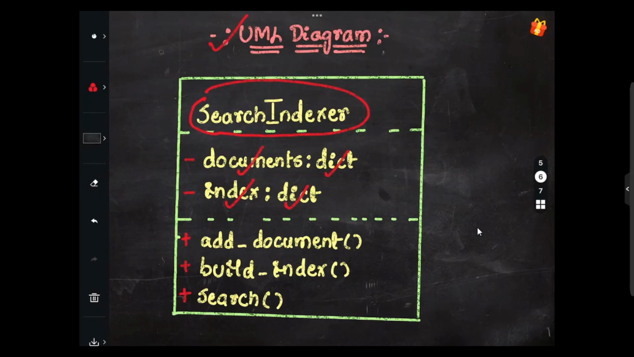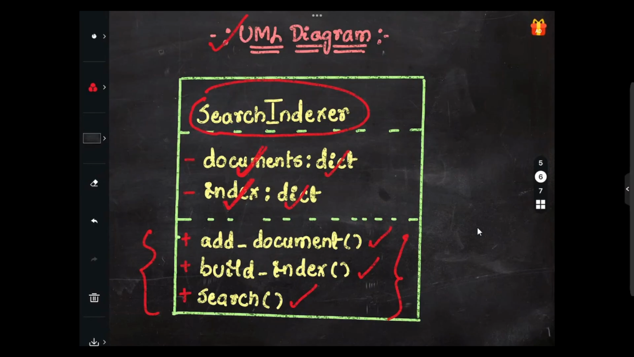We will be going with only three methods: one is add document, another one is build index, and the search method. These are the methods that we'll be making use of, right? Within the base class search indexer, we'll be going with two parameters: one is document and another one is index. Based on what we have discussed, I have designed a UML diagram, so just pause the video and have a look at it. The exact same thing will be used for the code.